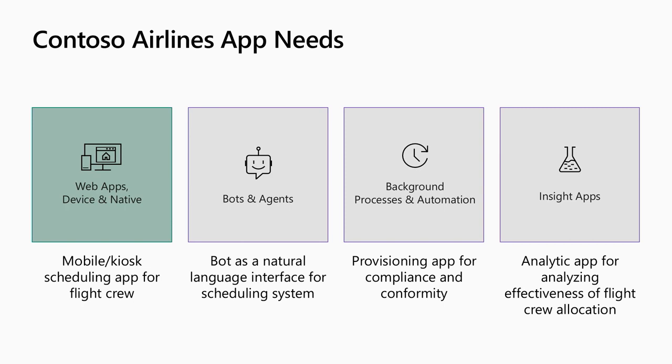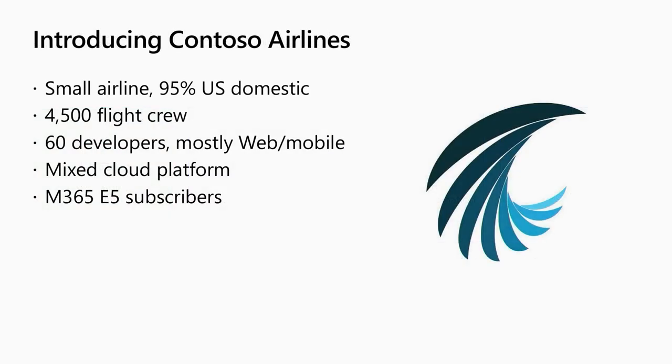Now, all of these sessions were based around this mythical Contoso Airlines. If you were in the overview session, who were in the overview session? Who came to see this session because you saw it advertised in the overview session? Yeah, that's good. Things are working as planned. Excellent. So, Contoso Airlines, a small airline, 95% domestic, 4,500 flight crew, you know, the medium-sized kind of business, 60 developers, and they are Office 365 E5 subscribers.